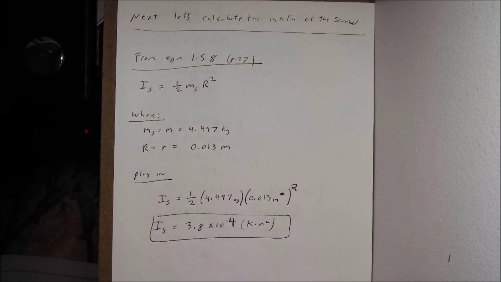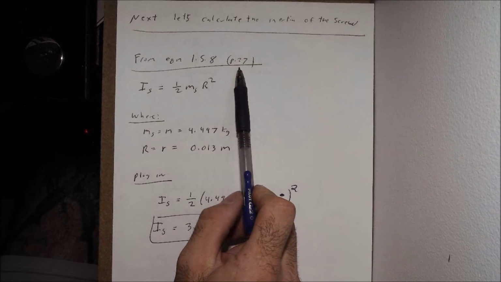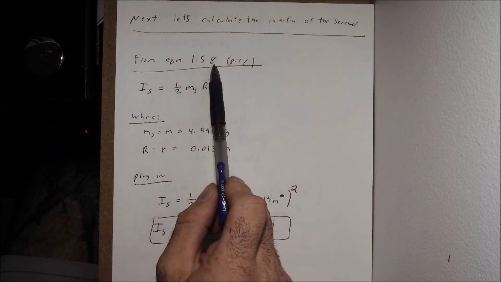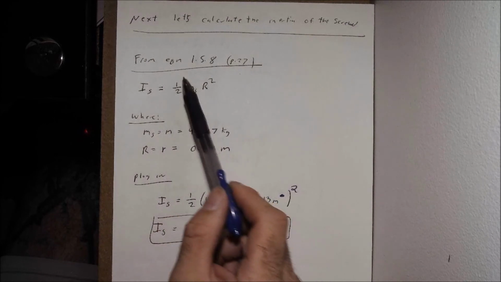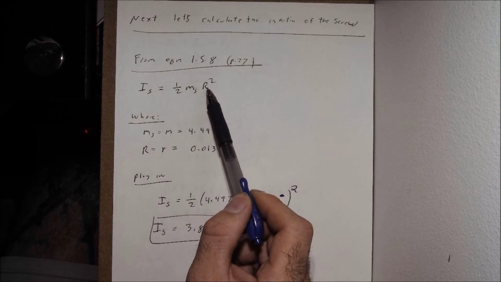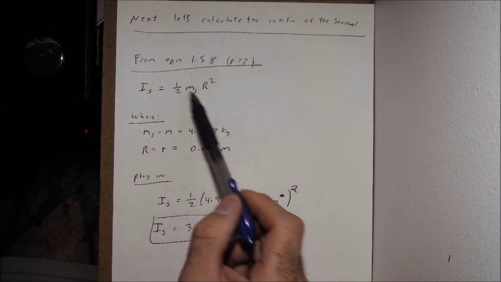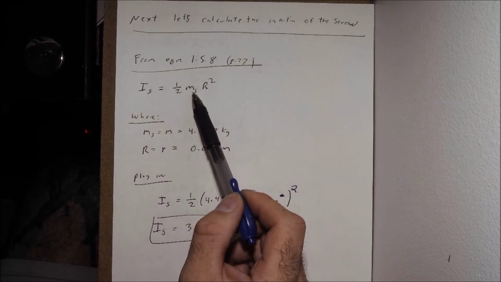So for the next step in our solution, we want to calculate the inertia of the screw. Now this governing equation comes from page 27 in our textbook, equation 1.5.8. Equation 1.5.8 gives us I sub s is equal to 1/2 m sub s times r squared. Now we can see our r is a capital R here, and our m is an m sub s. So this is the mass of the screw. This is what we previously calculated on the page before this in our solution.